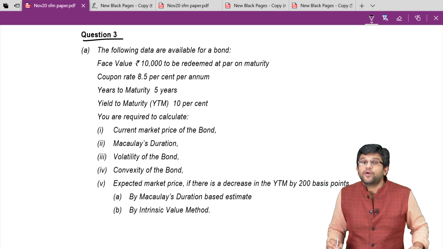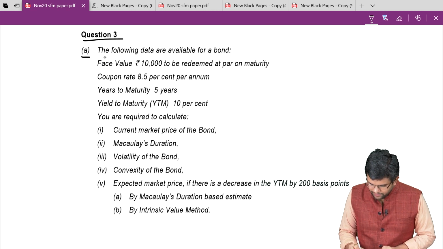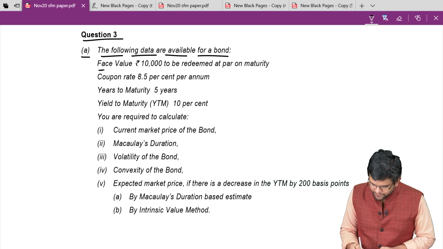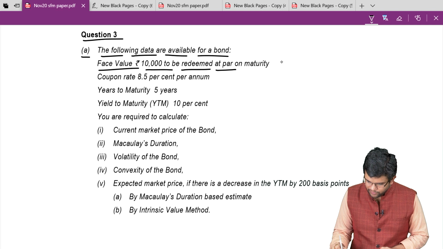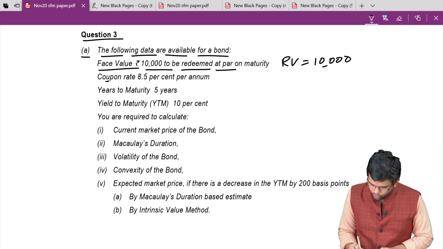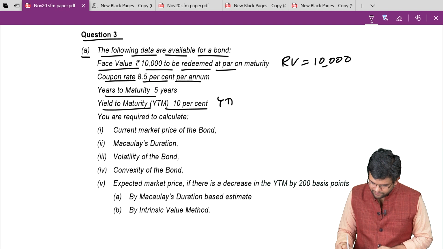Okay friends, I hope you all read the question. Let us now try to understand this. Point number A. The following data are available for a bond. Face value 10,000 to be redeemed at par on maturity, which means children, the redemption value is also 10,000. Coupon rate 8.5%, years to maturity 5, yield to maturity 10%. This is the YTM given to you.